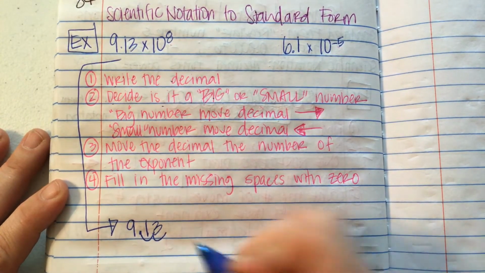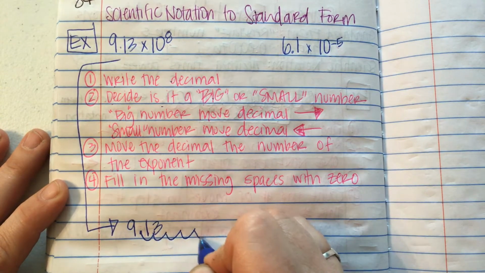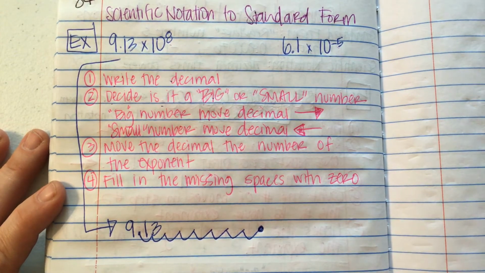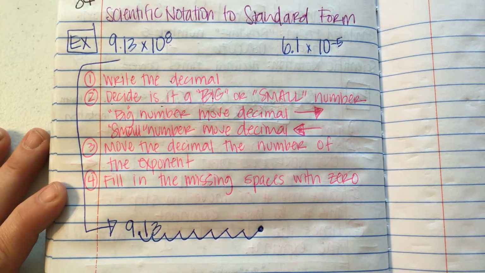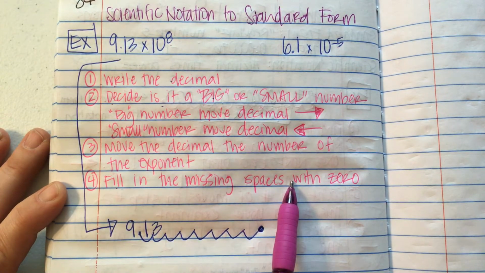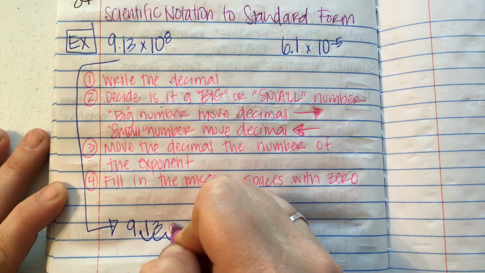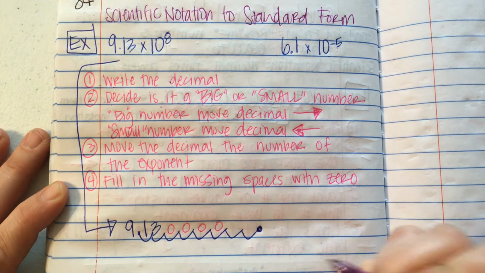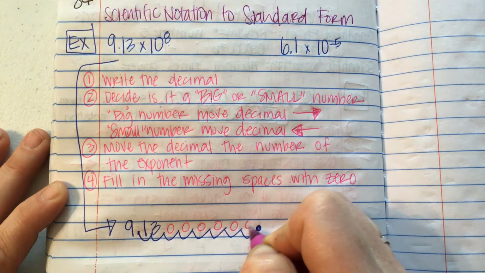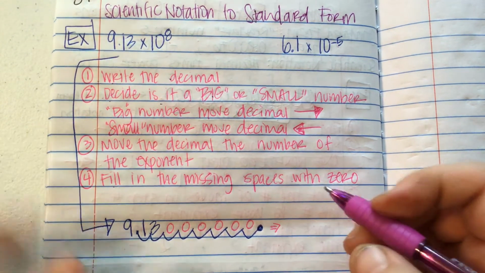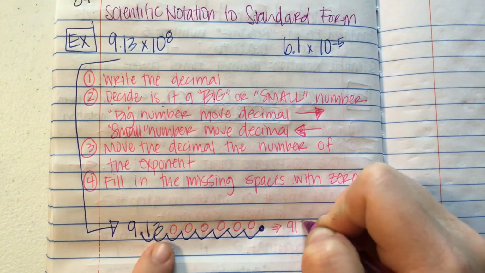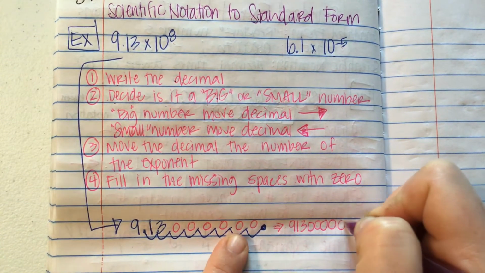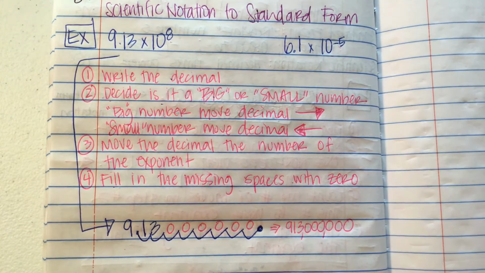1, 2, 3, 4, 5, 6, 7, 8. There's my new decimal. It says now fill in the missing spaces with 0. So I've got a missing space here, here, here, here, here, and here. So my answer is 9, 1, 3, 0, 0, 0, 0, 0, 0. That's my answer.